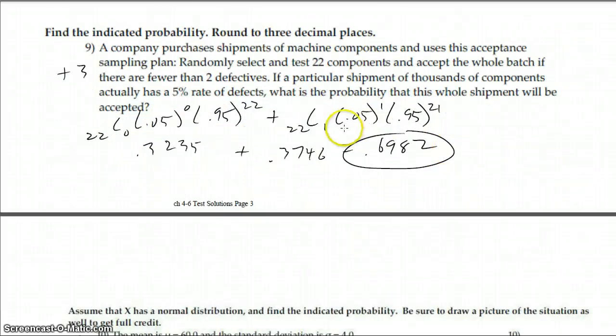On 9, they will accept the entire batch here if it has 0 or 1 defect. It's got to have fewer than 2. So we just find the probability of 0, and here's the probability of 1, and we just add those. The probability of 0 is 0.3235, probability of getting exactly 1 that's bad is 0.3746. So combined, that's about a 0.6982 chance that they will accept the entire shipment. That's the probability you get 0 or 1 defect. All the other ones would have 2 or more.